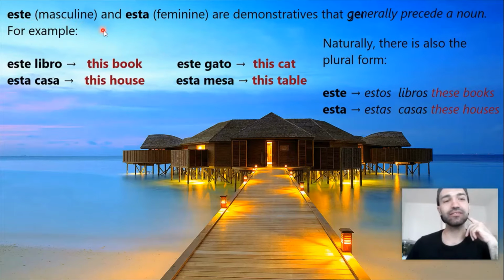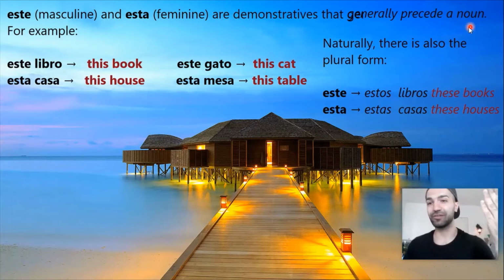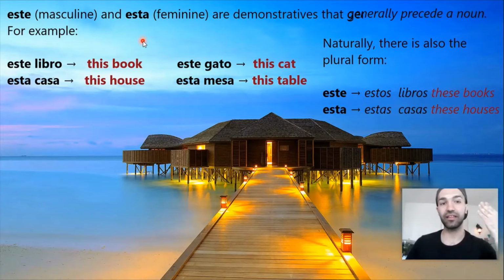Este masculine and esta feminine. Este and esta are demonstratives that generally precede a noun. So, este means this, and it precedes a masculine noun, and esta means this, and it precedes a feminine noun. For example, how to say this book? Book is libro. Libro is a masculine noun. So we say este libro, this book.